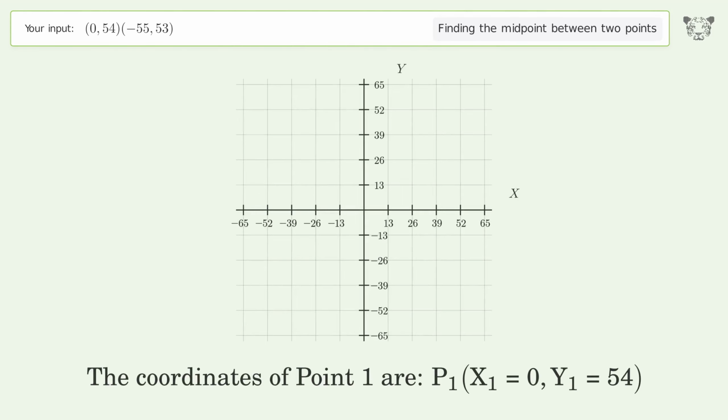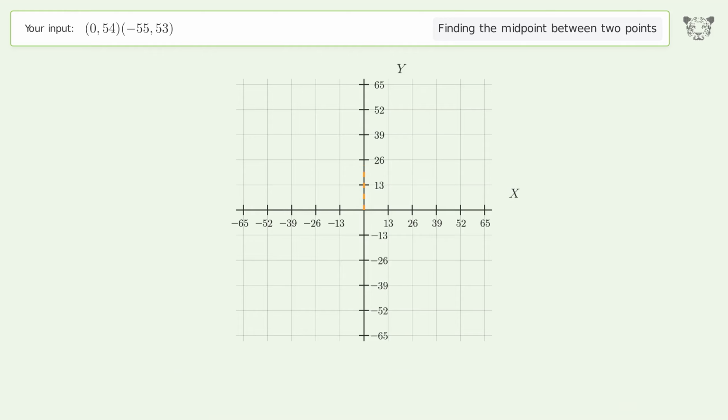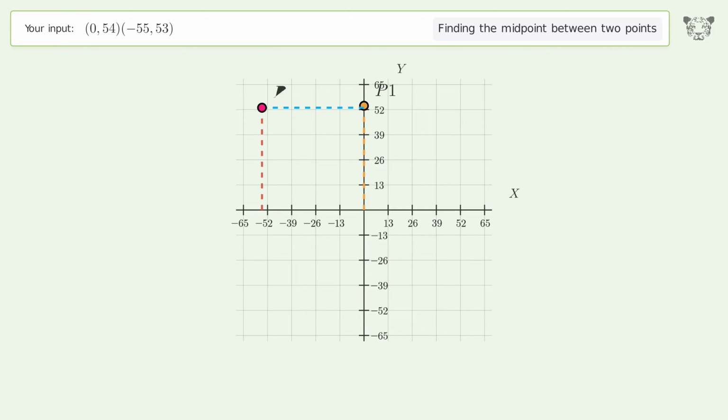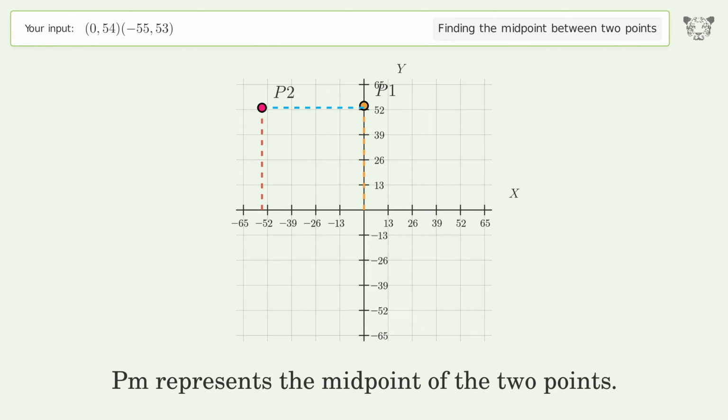The coordinates of point 1 are x1 equals 0, y1 equals 54. The coordinates of point 2 are x2 equals negative 55, y2 equals 53. PM represents the midpoint of the 2 points.